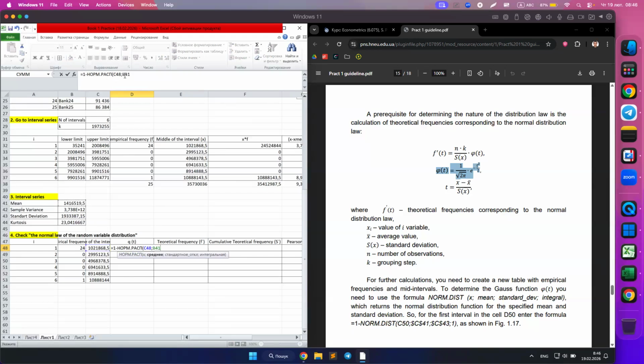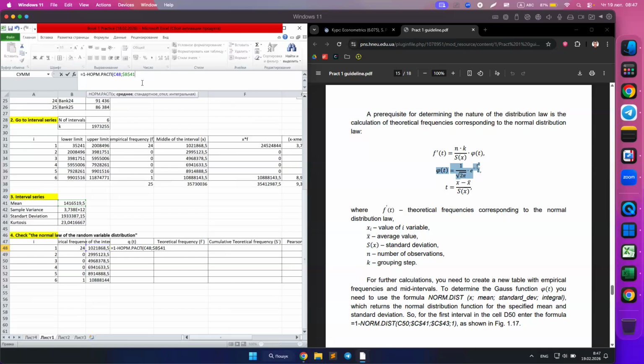We select this value and add the dollar sign, to fix the current position.